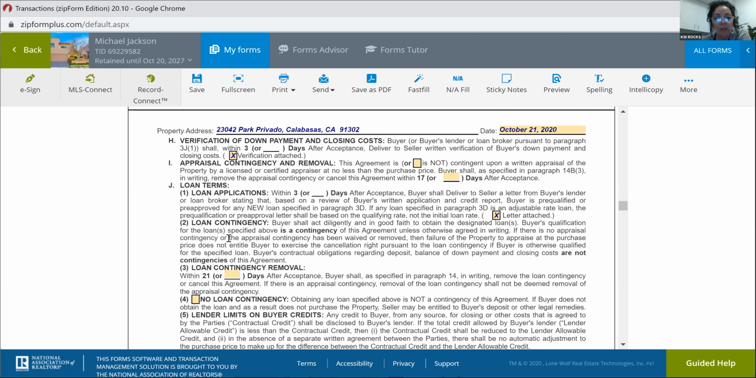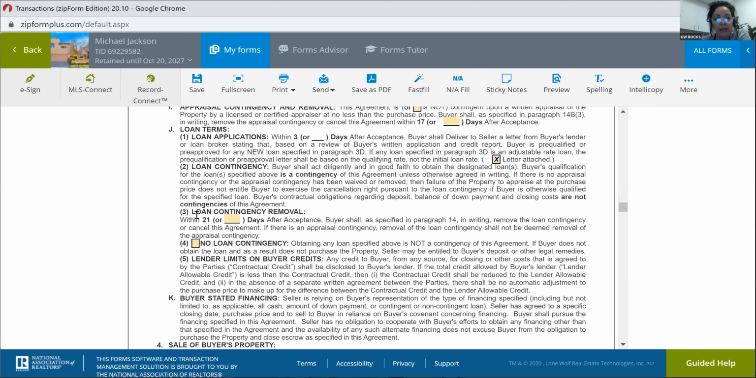And it's also indicating loan contingency: hey, Mr. and Mrs. Buyer, this particular offer is contingent upon your ability to attain a loan, right? And then 3, the loan contingency removal is within 21 days after acceptance. You'll need to remove the loan contingency or cancel the agreement, okay? So this is where you want to be, okay, hey, the lender said, you know what?